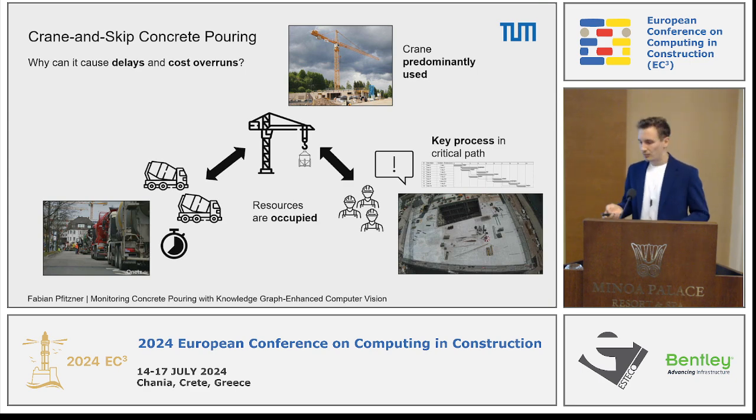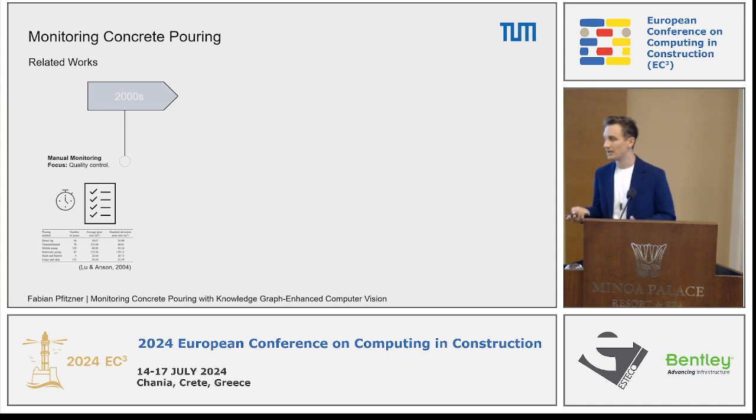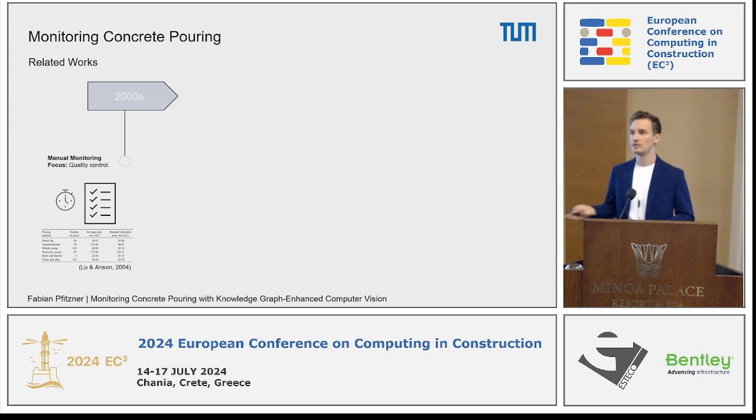So as this process is quite significant for our construction site, it has been monitored in the past, starting with the 2000s or even earlier, by doing manual monitoring. The manual monitoring was basically done with the focus on quality control. So they were checking documents like receipts, how much concrete was brought to the construction site. Was it the right amount? Did it have the right quality?